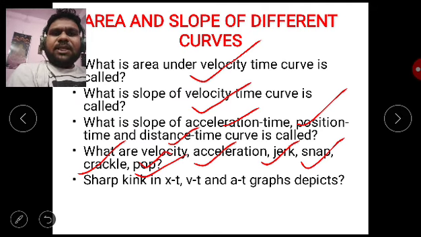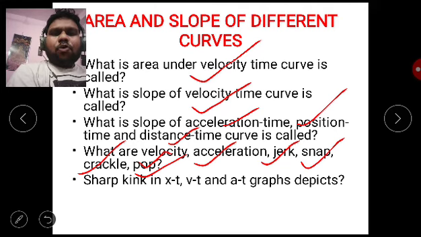That means velocity is the rate of change of position with time, acceleration is the rate of change of velocity with time, jerk is the rate of change of acceleration with time, snap is the rate of change of jerk with time, crackle is the rate of change of snap with time and pop is the rate of change of crackle with time. Also we can write velocity is equal to dx by dt, acceleration is equal to d square x by dt square, jerk is equal to d cube x by dt cube, snap is equal to d4x by dt4, crackle is d5x by dt5 and pop is d6x by dt6. These are all higher derivatives of position.